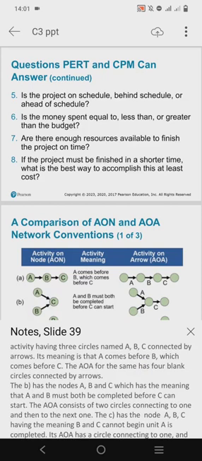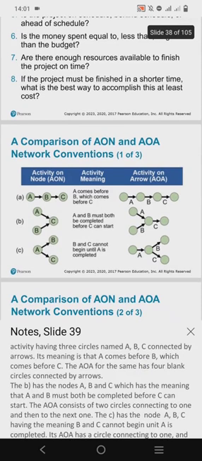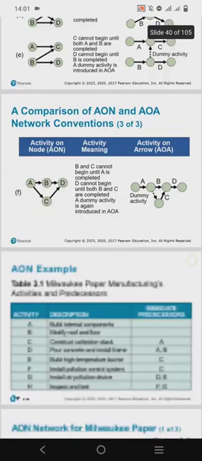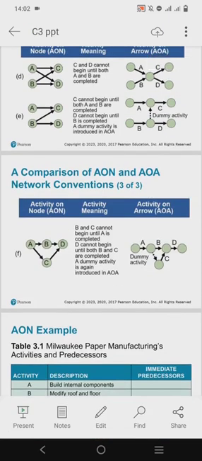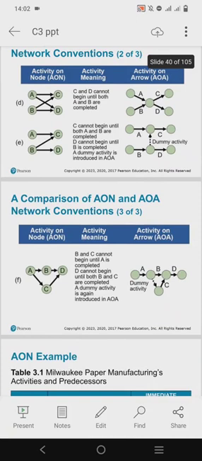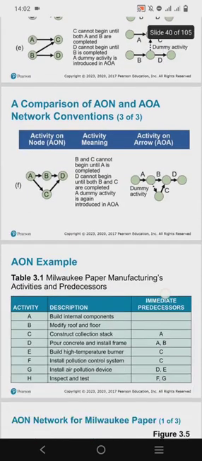So still on this illustration, let's move to letter B. The letter B has nodes A, B, and C, which means that A and B must both be completed before C can start. Okay, so a similar explanation goes for the rest of the activities that are illustrated in the rest of the slides, and the activity meanings are given on the slides as well, on the figure.